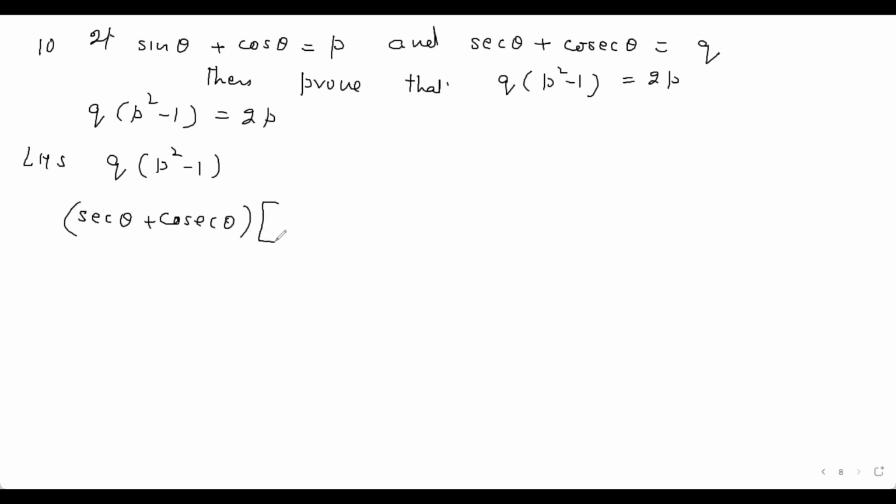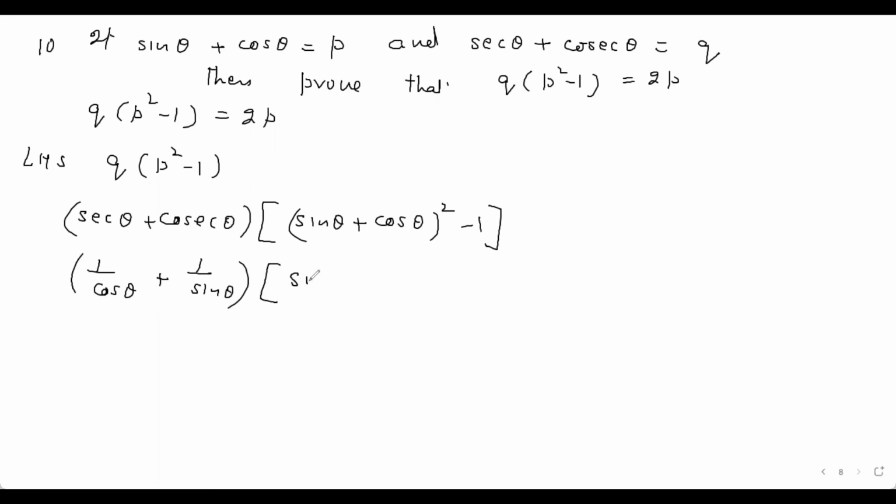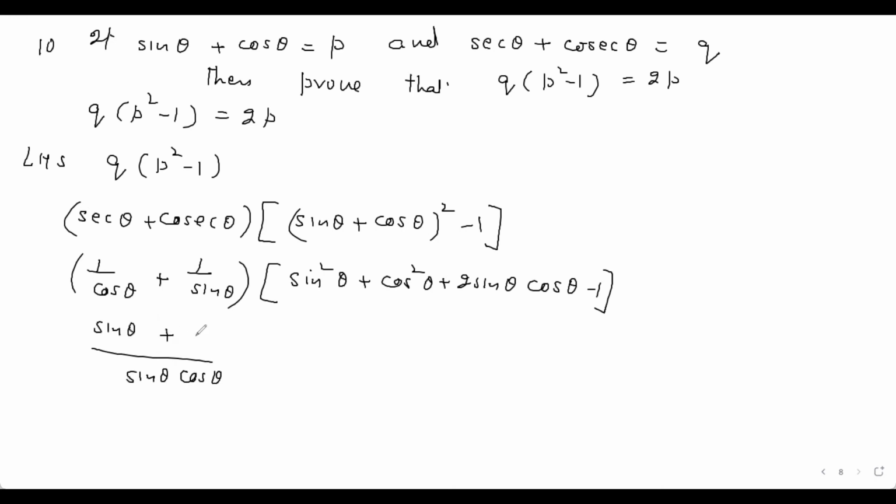Instead of P, I'm going to write sine theta plus cos theta, and this is square minus 1. So this sec theta can be written as 1 over cos theta, and cosec theta can be written as 1 over sine theta. And now here I'm going to apply the identity. So this is sine square theta plus cos square theta plus 2 sine theta cos theta minus 1. Now take the LCM, sine theta cos theta. This is sine theta plus cos theta.